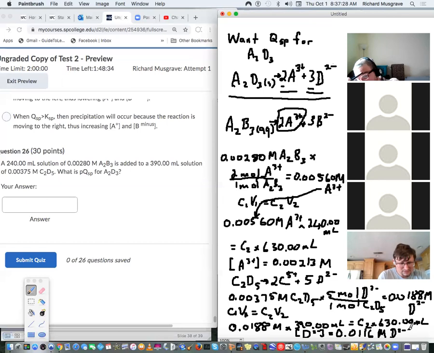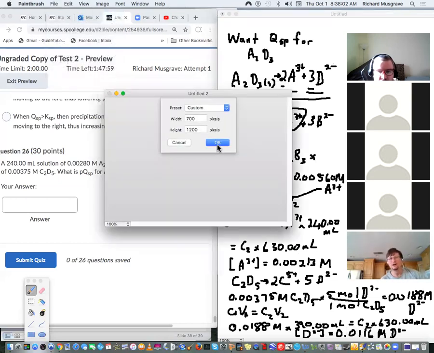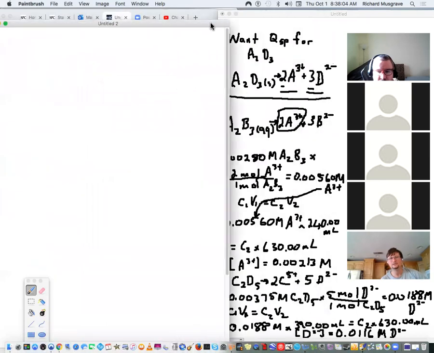Okay. So what have I found there? Well, I found the final concentrations of both the D2− and the A3+. That's what I was looking for. And I knew what I was looking for because look at the question. It says, what's the Q_sp for A2D3, which means it's the combination of A and D. So I'm only interested in A and D. I'm not interested in B and C. Does anybody have any questions so far? We're not quite done yet. We're almost there. Okay, I'll do this last part on another page here.